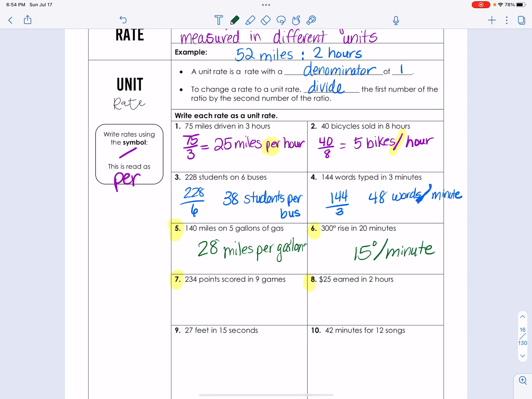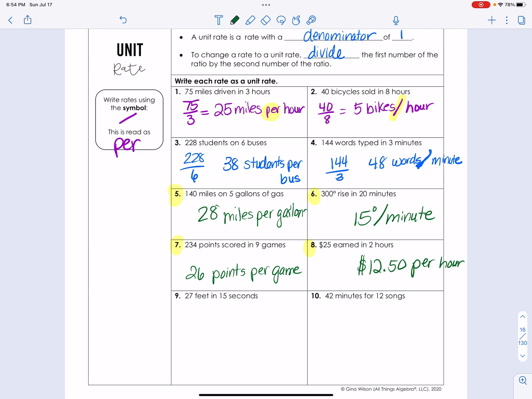And I'm okay if you wrote degree or the degree sign. The next one is 26 points per game. And then the next one is $12.50 per hour. Okay, it doesn't go in evenly.